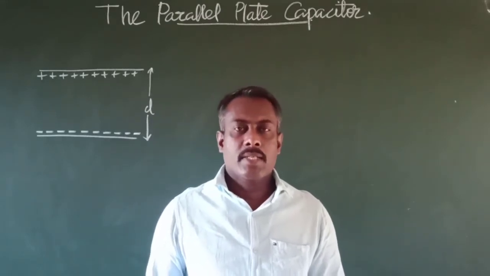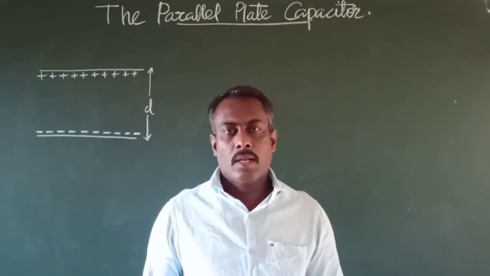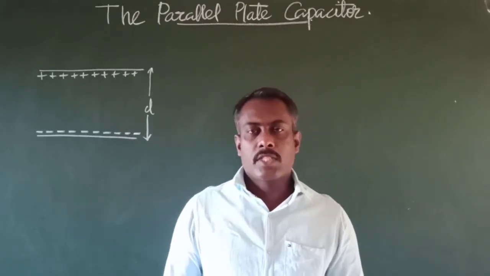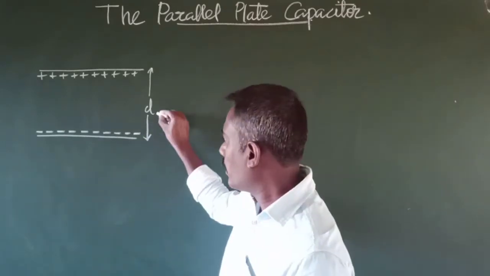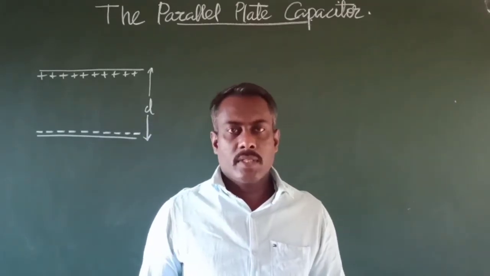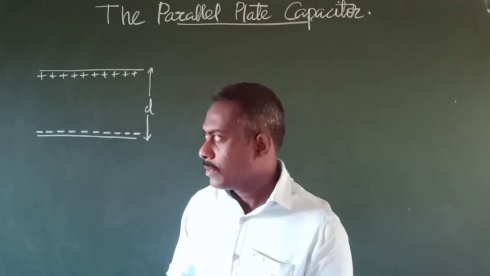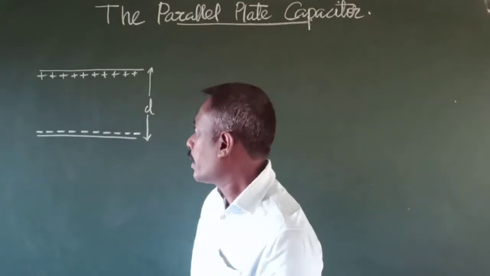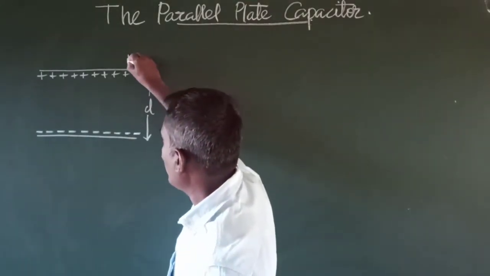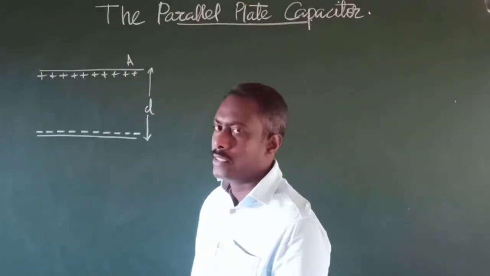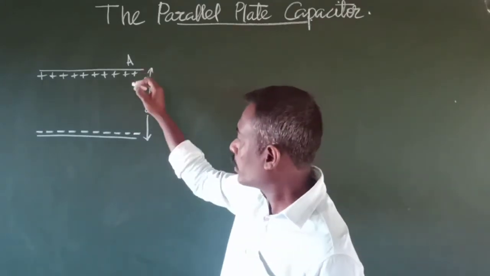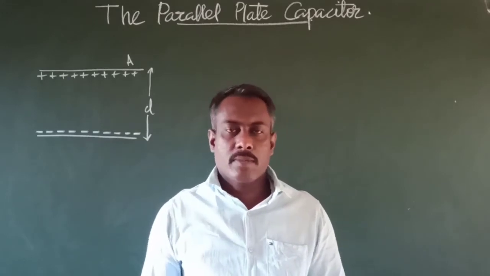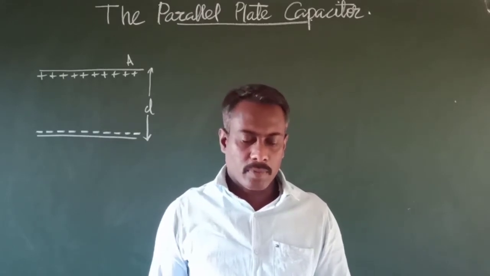A parallel plate capacitor consists of two large plane parallel sheets or conducting plates separated by a small distance d. First we consider that the intervening region between these two plates is vacuum. And let A be the area of the two parallel plate conducting surfaces. Both have the same area, and d is the separation between them, as I said before.